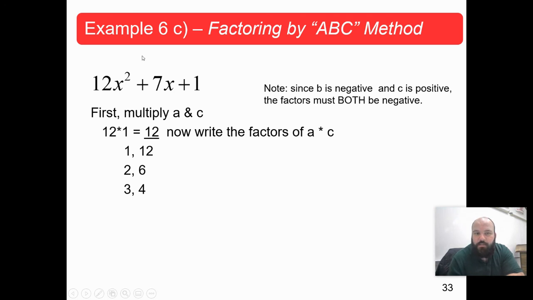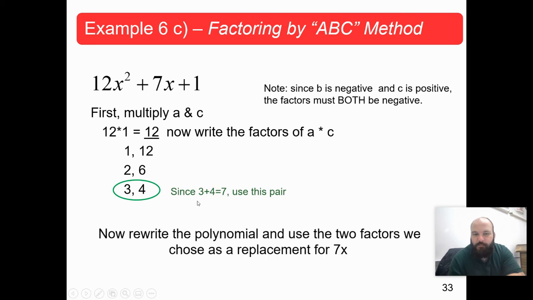Notice that they need to multiply to be a positive 12, but they also have to add to be a positive 7. So if they have to multiply to be positive and add to be positive, they both have to be positive. So which pair out of these three are going to add up to be 7? I think it's pretty obvious that it's the 3 and the 4, right? So now again, we're going to use those two factors, 3 and 4, to split that center term. And so that 7x is now going to turn into 3x plus 4x.